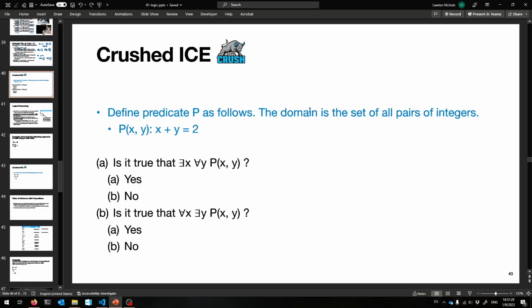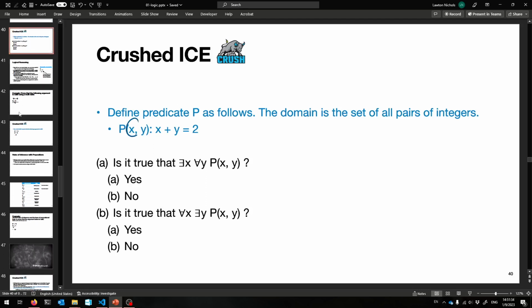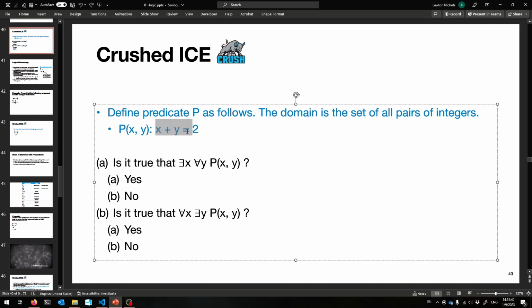Okay, here's an example for you to try. Here's a predicate P. Its domain is every pair of integers. So x and y, they're both whole numbers, could be negative though. So P of x y is the idea of x and y, adding them together and making 2.